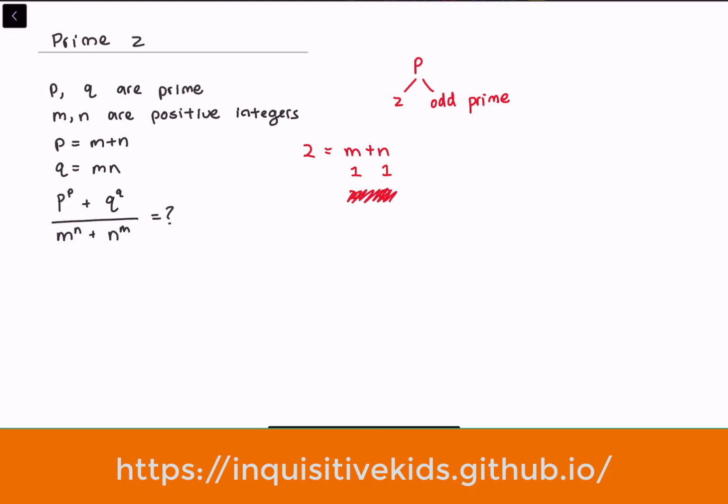And if M and N are both 1, then Q is the product of them. So Q would be equal to 1. But Q has to be prime, and 1 is not a prime number, which means that M and N also cannot equal 1 and 1, which means that P definitely cannot be 2. Then, if P cannot be 2, P must be odd.